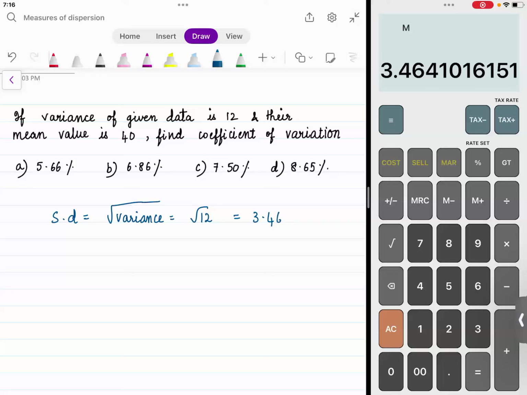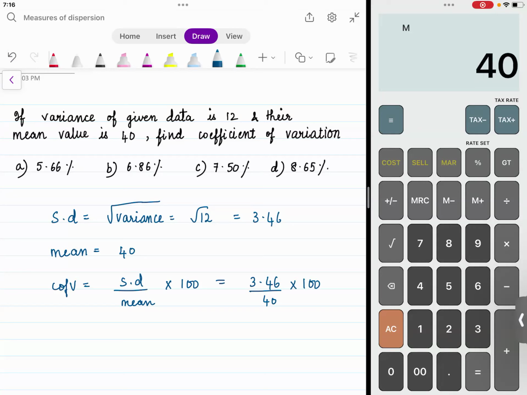And what is the mean given as in the question? Mean is equal to 40. What is the formula for coefficient of variation? It's equal to standard deviation divided by mean into 100, which is equal to 3.46 divided by 40 into 100. So calculate 3.46 divided by 40 into 100. So we're getting 8.65%. Option D.